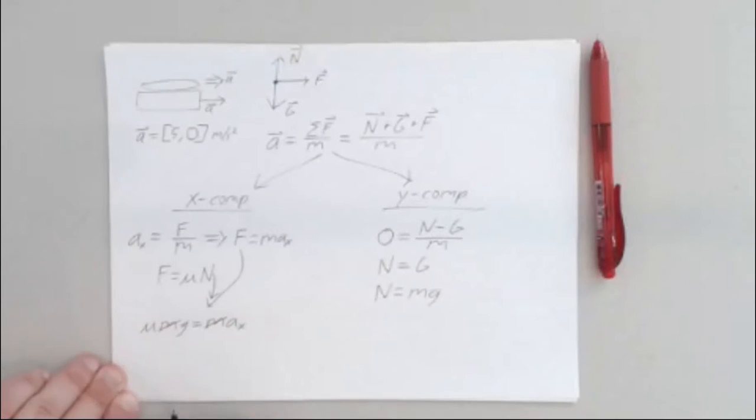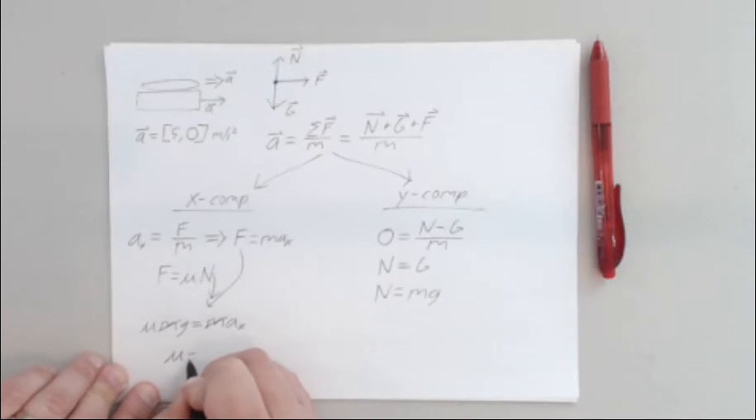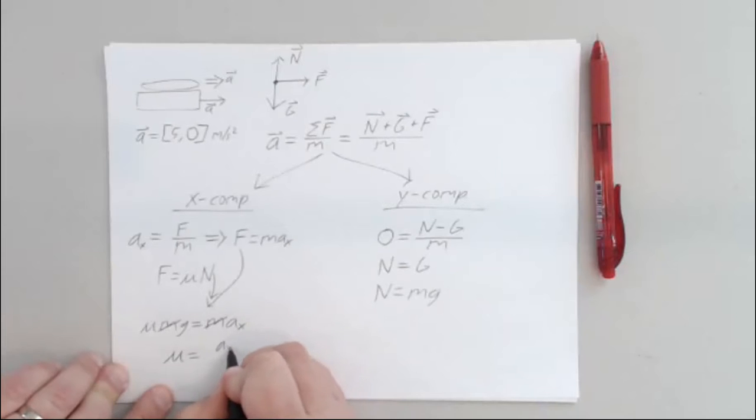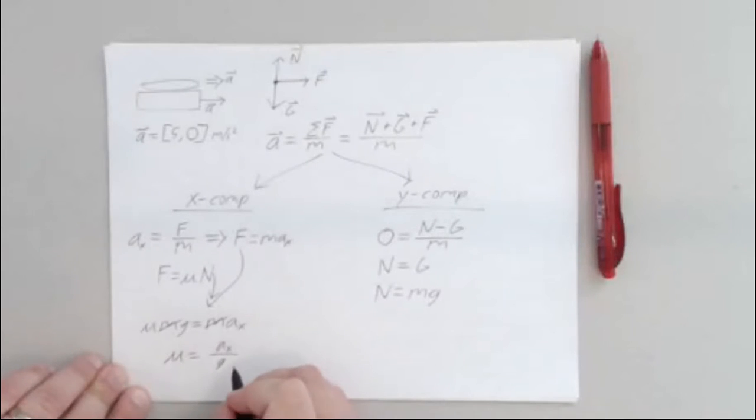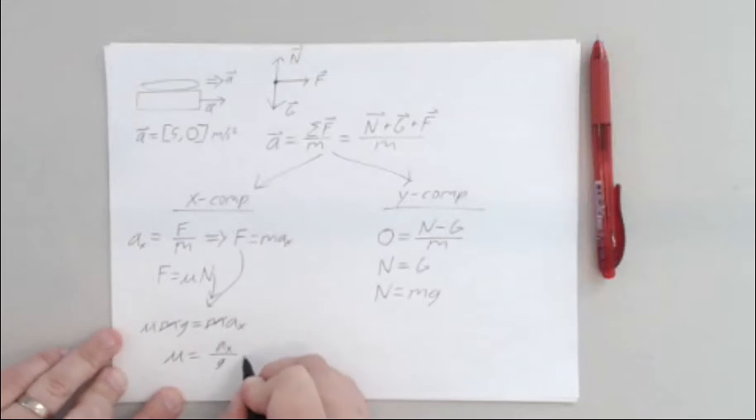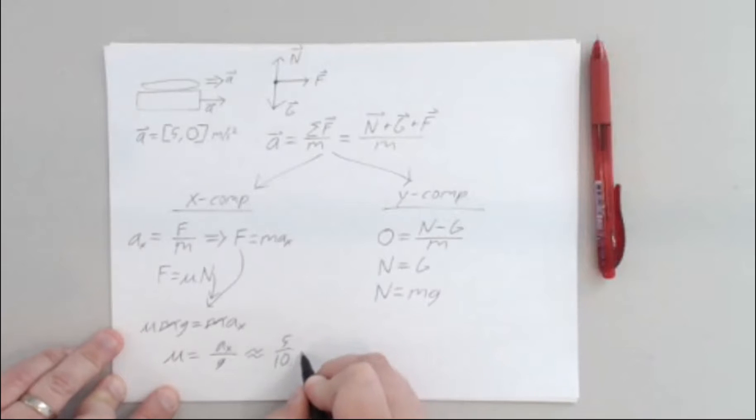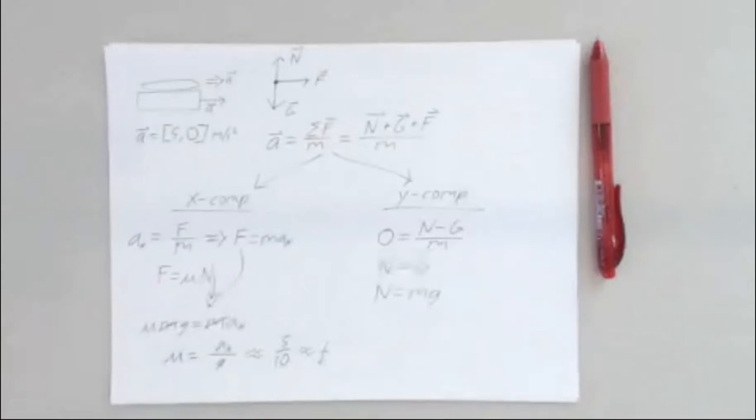The mass cancels on both sides. So it turns out it doesn't matter how heavy the pizza is. And I get that my coefficient has to be my acceleration divided by gravity, right? So that coefficient has to be approximately 5 divided by 10, or in other words, about a half for the pizza to stay on the tray.